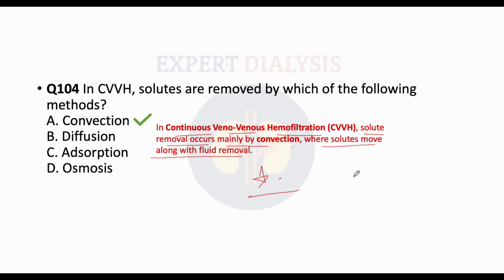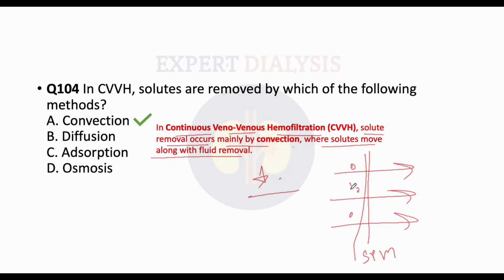So what happens in convection? Generally the fluid will be rapidly removed. Let's say this is our semipermeable membrane. What will happen? Small solutes will also get dragged along with the flow and they will also get removed. This phenomenon is what we call convection.